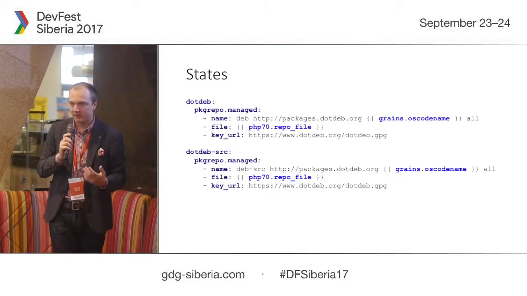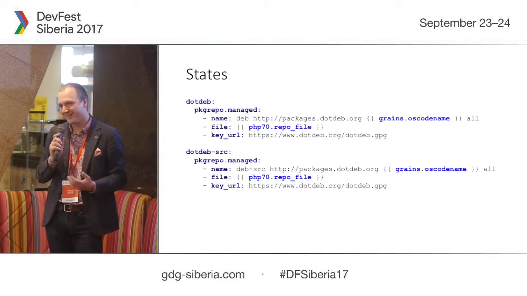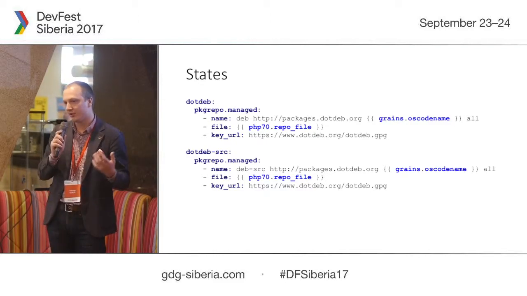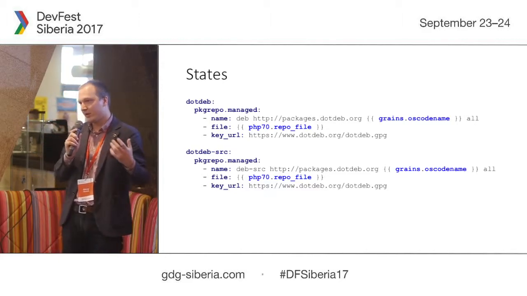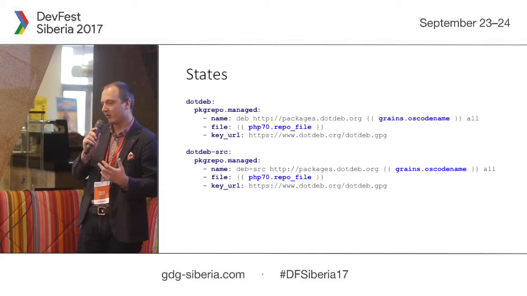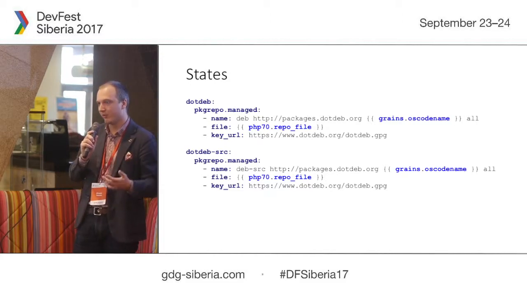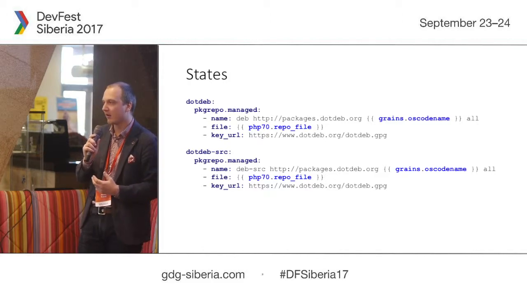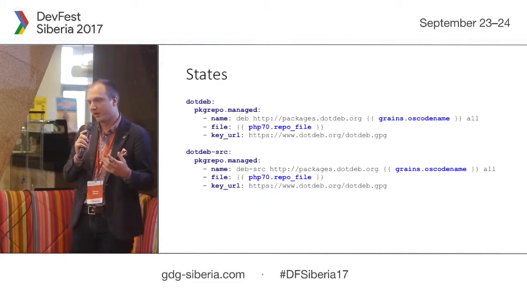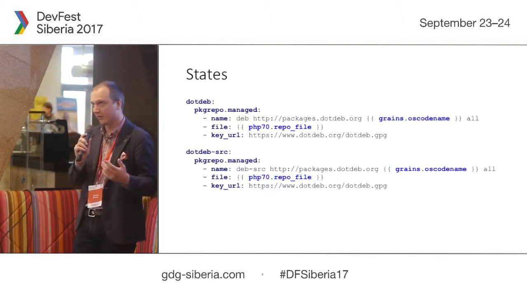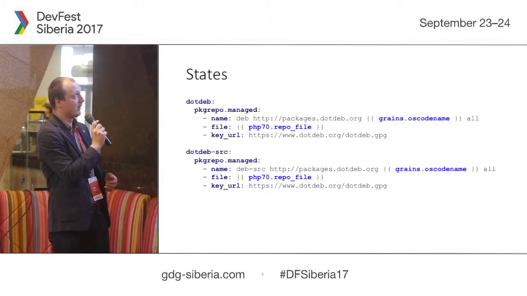The state is, as its name suggests, a state in which a minion should be. A state goes into state files, which is the actual code used for the minion to execute, to get into these states. For example, here we use a pkg.repo.manage state, which means configure an entry in my /etc/apt/sources.list file. For example, here we define a .deb repo.